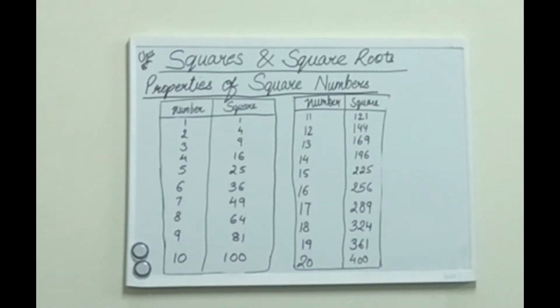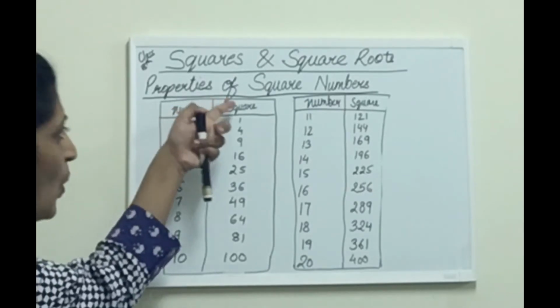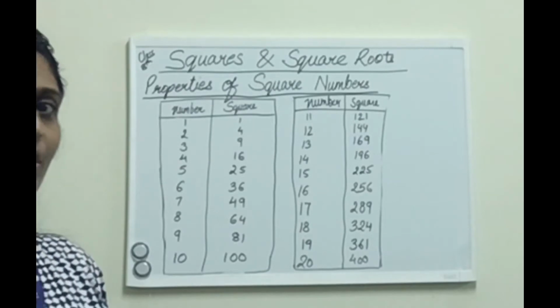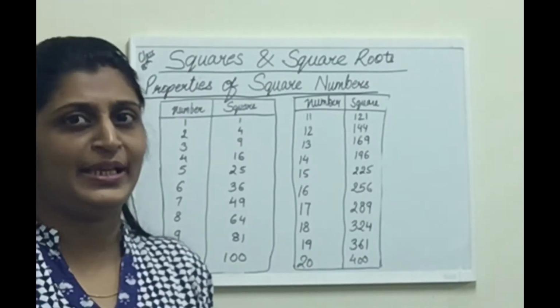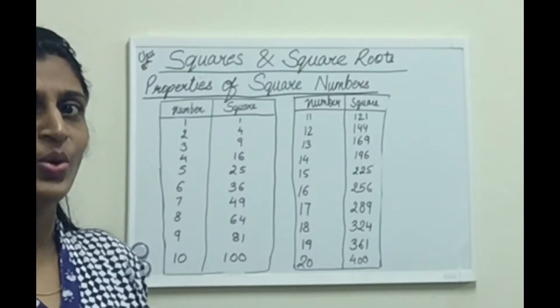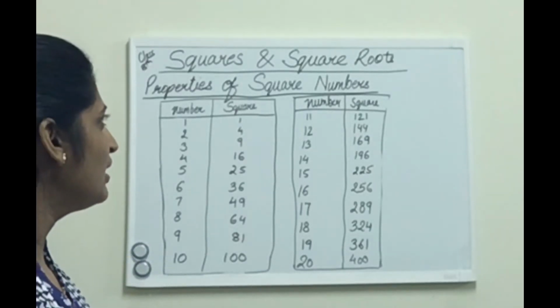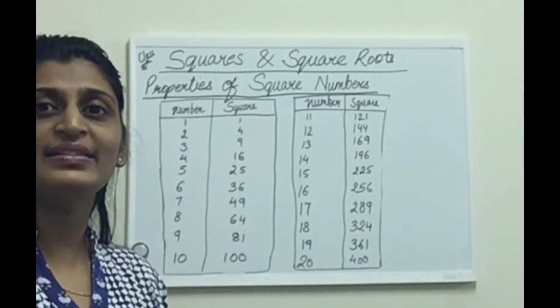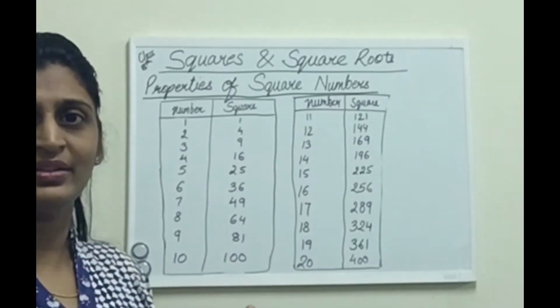So I'll give you a minute, have a look, note down the table in your copies, notebooks, and have a look at the squares of the numbers. You will come to know some secrets behind them. So I'm giving you a minute, note it down in your notebooks and come up with some secret facts behind that.